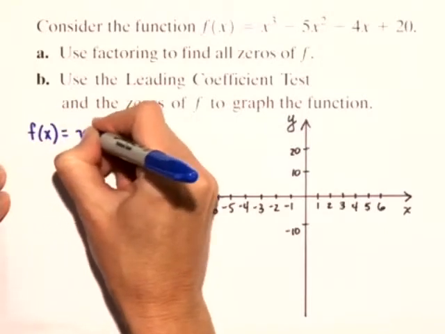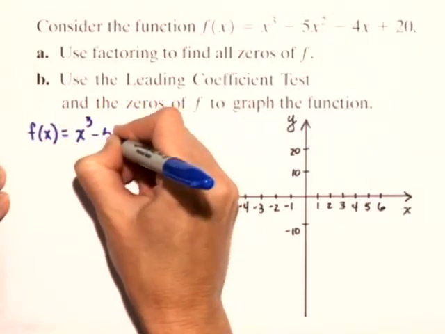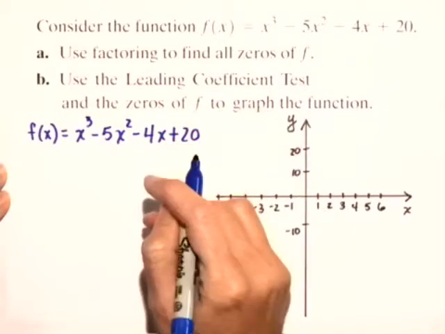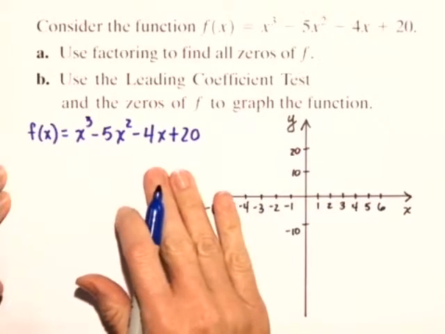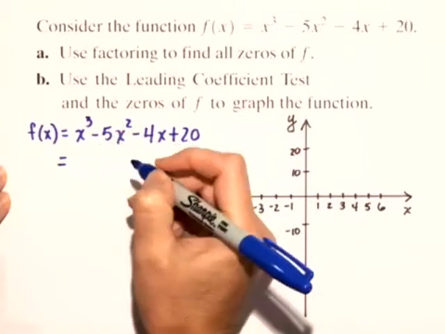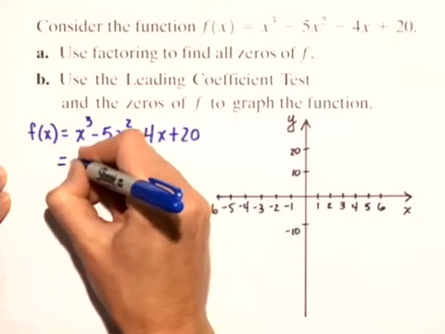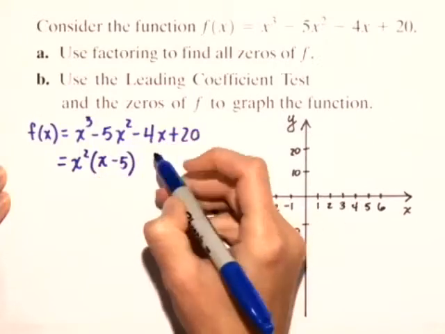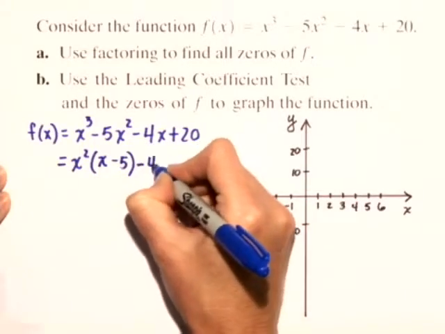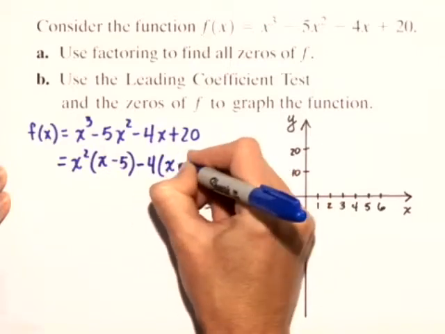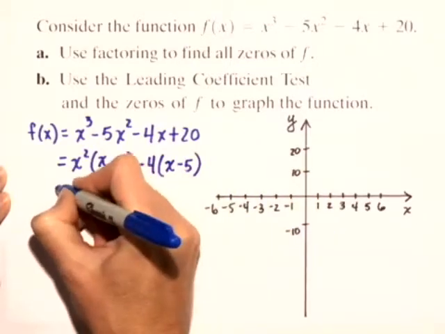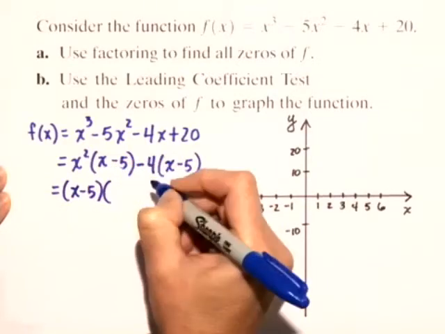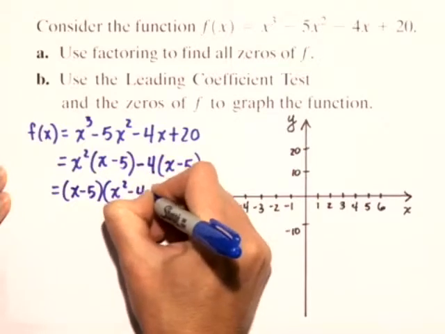f of x equals x cubed minus 5x squared minus 4x plus 20. Since we have 4 terms in this polynomial function, let's try factoring by grouping. For the first 2 terms, we'll factor out an x squared, and we'll have left x minus 5. And then we'll factor out a negative 4 from the last 2 terms, and we'll have x minus 5. So this factors nicely as x minus 5 times the quantity x squared minus 4.